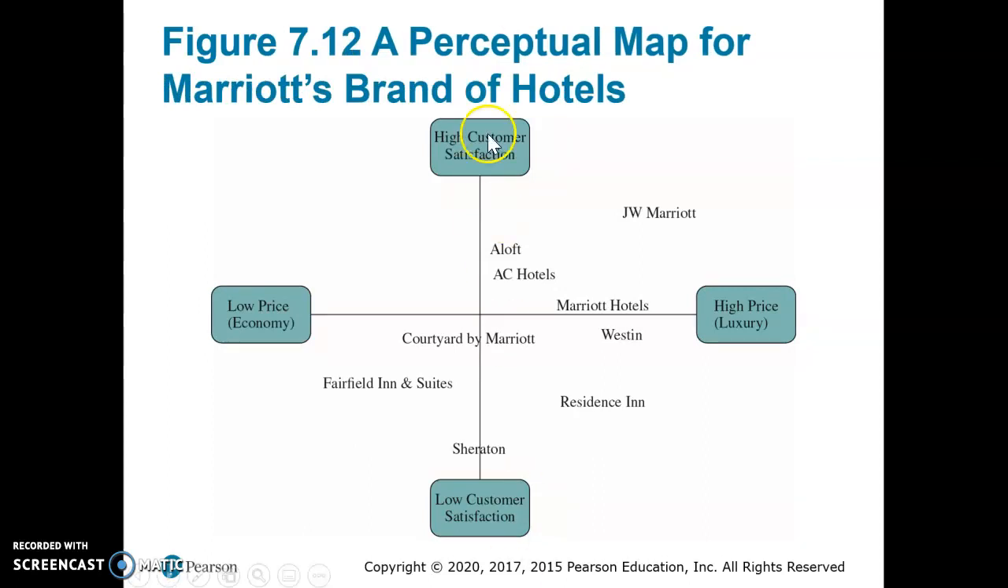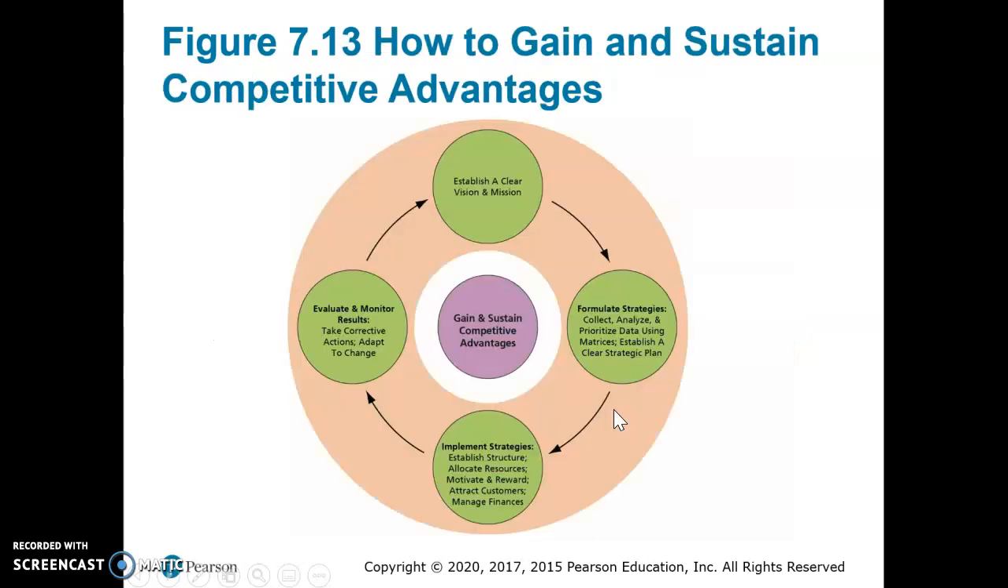Here's one for hotels. Again, we look at customer satisfaction and price. And again, you can see, there aren't a ton of luxury hotels. Maybe that's a place to be. So that's a perceptual map. And ultimately, when we're looking at marketing and we're looking at our management and implementing our strategy, we're really looking at how do we gain and sustain our competitive advantage.